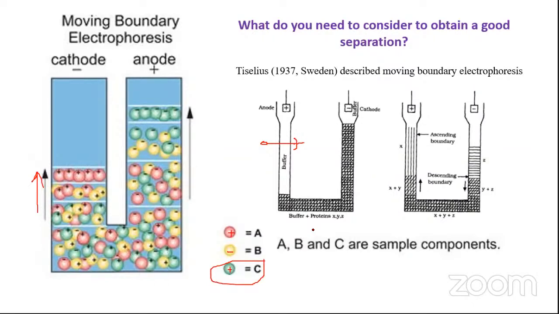Any idea? What will happen to C? Will it get separated from B and A? The answer is no. It will not get separated. The reason is I haven't described to you the extent of charge on C. I have just told you the type of charge: positive charge, negative charge, positive charge, right?